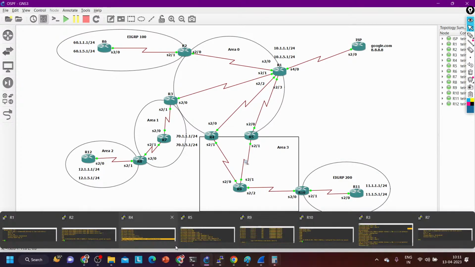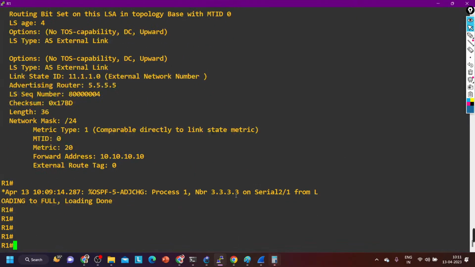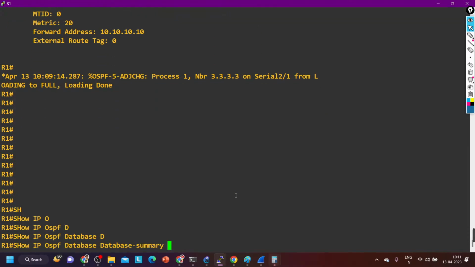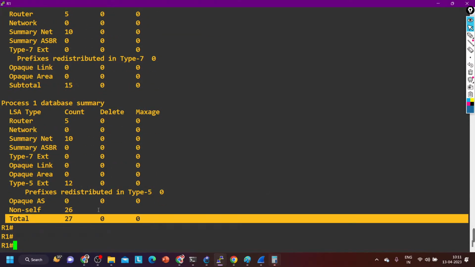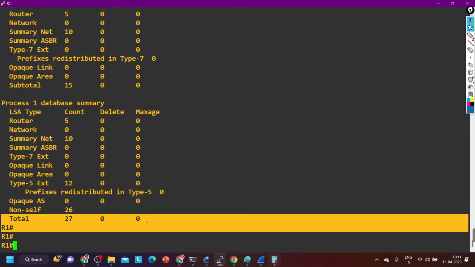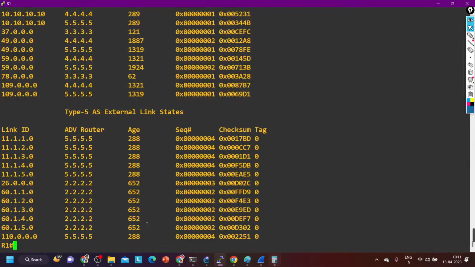You know, in real time, the actual way to check the database is not this command, show ip ospf database. First of all, you need to run show ip ospf database database-summary. So see how many LSAs are there. Total number of LSAs is 27 and non-self is 26. That means this router has received 26 LSAs from its neighbors, and there is only one LSA of router 1. Total number of LSAs is 27, right? And then you can check show ip ospf database, right?